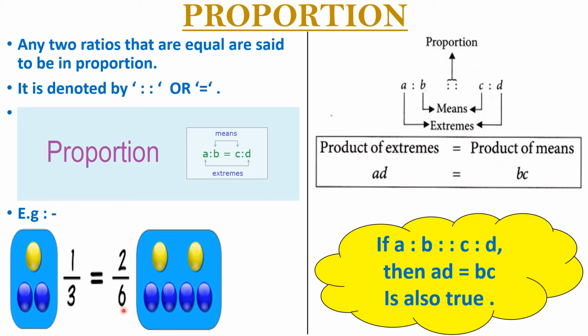2 by 6, when reduced to lowest terms, gives 1 by 3. So 1 by 3 is equal to 1 by 3. 1 is to 3 equal to 1 is to 3. Hence, the two ratios are equal here. So we can say 1 is to 3 is in proportion with 2 is to 6.